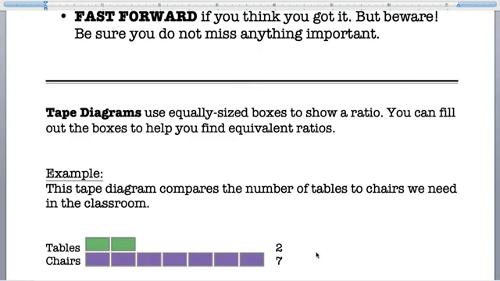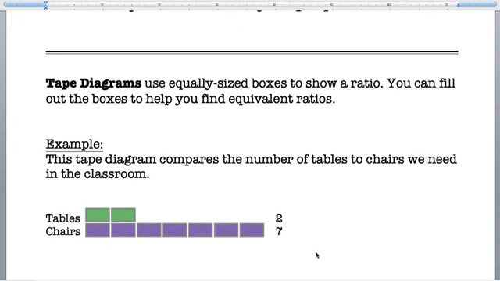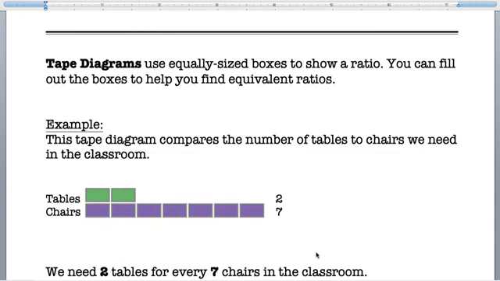So from this tape diagram, we can see that there are 2 tables for every 7 chairs in the classroom. 2 tables for every 7 chairs in the classroom. So that's just another visual way to show a ratio. We're using boxes in the tape diagram method. In the ratio table, we used a table, columns going up and down. In coordinate planes, we used the dot that connected 2 different amounts on the x and y axis.